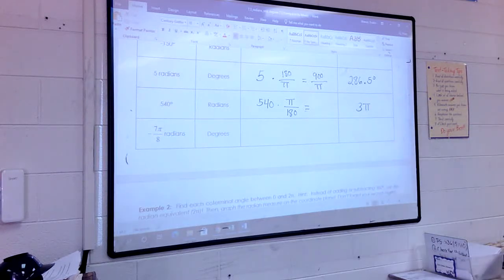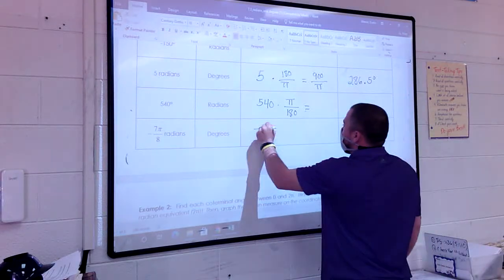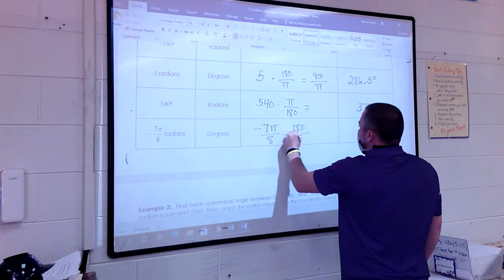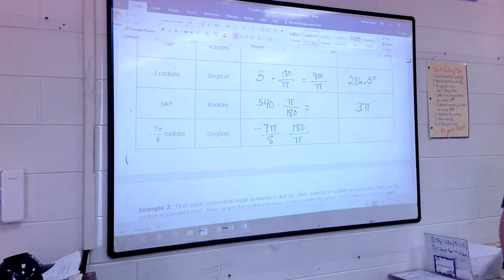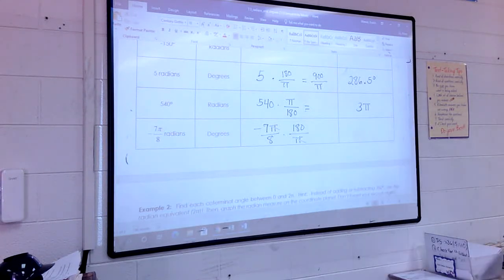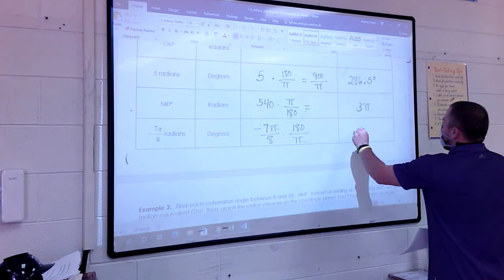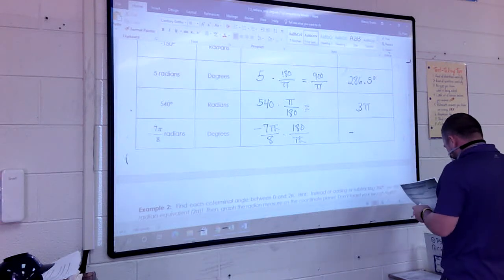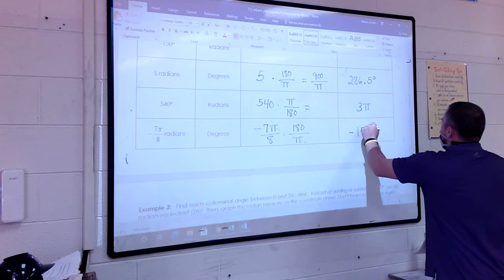All right, negative 7 pi over 8. We're going to change that to degrees. So we're multiplying by 180 over pi. And remember, this is a normal one, so the pi's cancel out. It's not like that weird number right there. So the pi's cancel out, so you're basically just saying what's negative 7/8 times 180. And that is going to be a negative, what? Negative 315 over 2. Or negative 157.5. Yes. Negative 157.5 degrees.